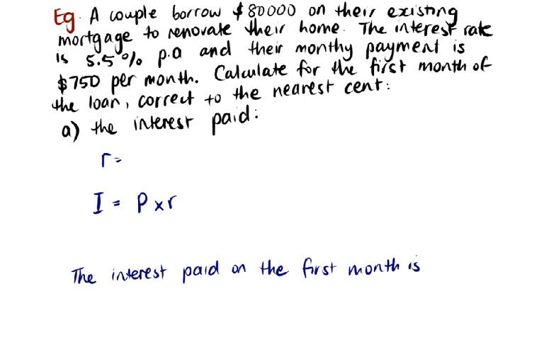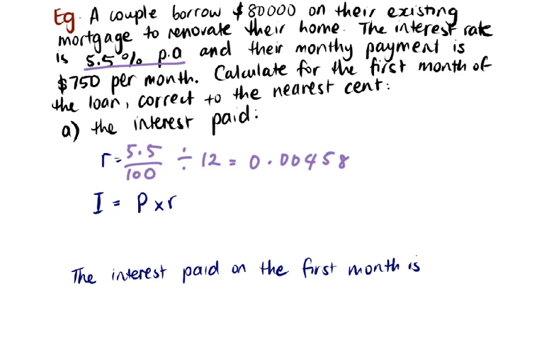So the first thing is to look at the rate. Now the rate is 5.5% per annum, so a yearly rate. What we want to find out is the monthly rate. So with the rate, we know we've got to first have it as a decimal, so we're going to divide 5.5 by 100, and then we're going to divide it by 12 to get us our monthly rate, and that will give us 0.00458. So that's our monthly interest rate in terms of a decimal amount.